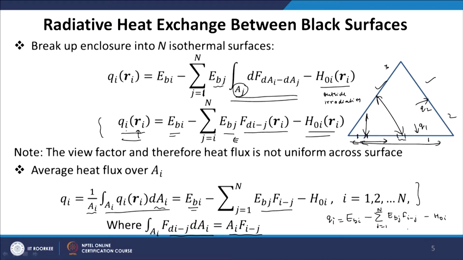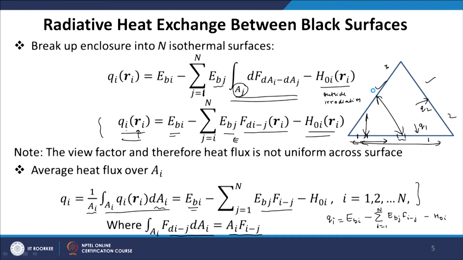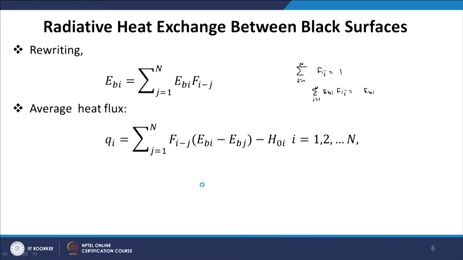We have another form of the same equation. What we do is we write E_bi is equal to the summation over j equal to 1 to n of E_bi F_ij, because the summation over j equal to 1 to n of F_ij is equal to unity. Multiplying both sides by E_bi, we get the summation over j of E_bi F_ij is equal to E_bi. If we write this in this form and substitute for E_bi in this equation, we get q_i is equal to the summation over j equal to 1 to n of F_ij (E_bi minus E_bj).